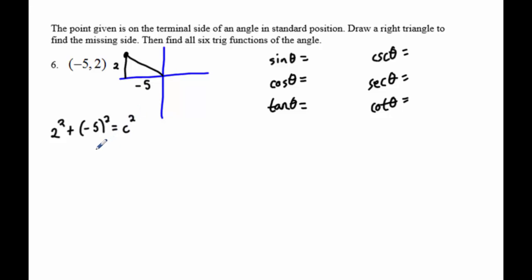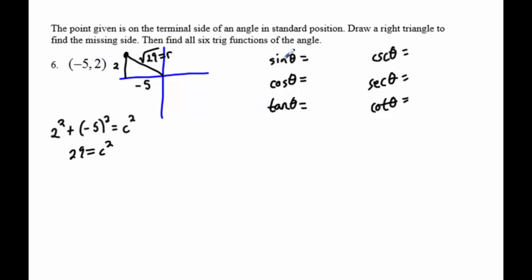And when we use the Pythagorean theorem, either just ignore the negative and don't put it in at all, or make sure it's in parentheses. So this is 4 plus 25, which is 29. And then we square root both sides, so the hypotenuse is square root of 29, or that's the same thing as r in our formulas.